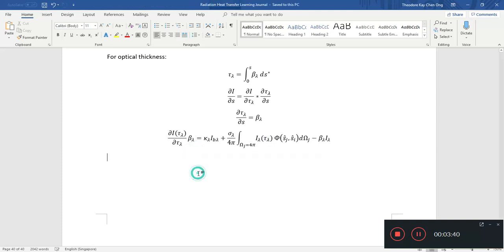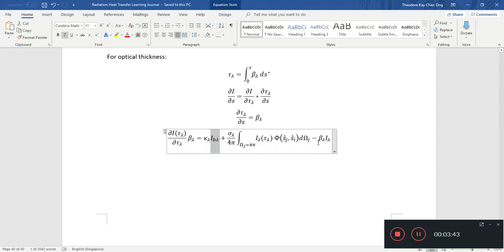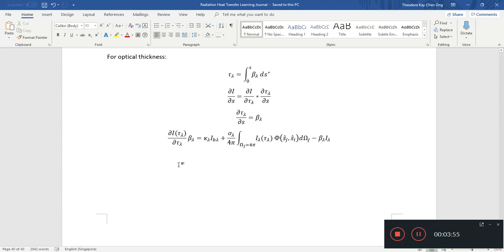So everything that was a function of S is now dependent on tau lambda. But for all our intents and purposes, it's more or less the same thing, because in terms of physical meaning, it just means how far the beam has traveled through the medium, right? And now if we use tau lambda, we can actually see how much is being absorbed, or how much the beam weakens or attenuates. All right, so that's all we are doing.